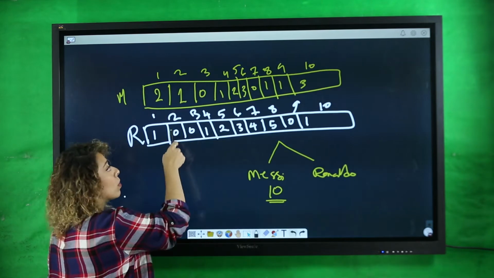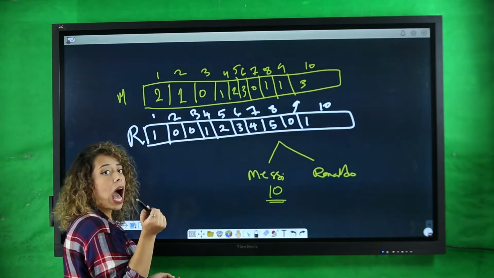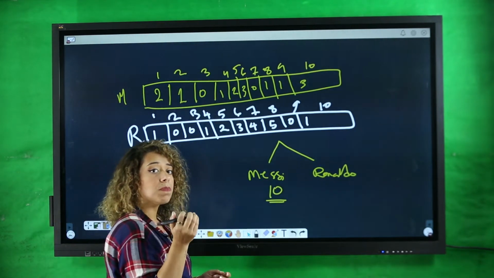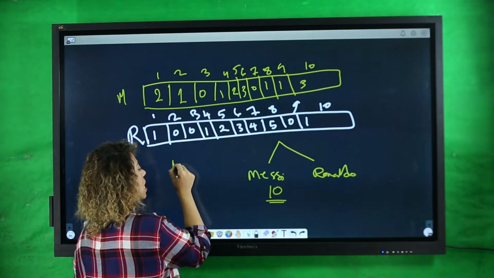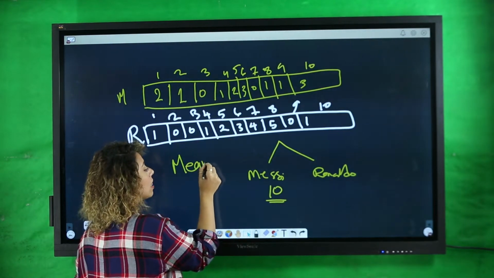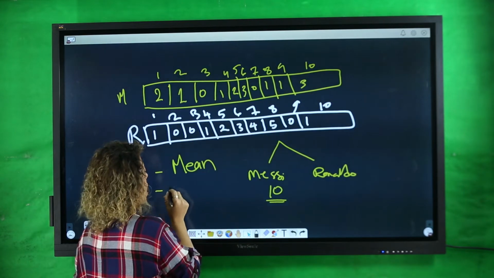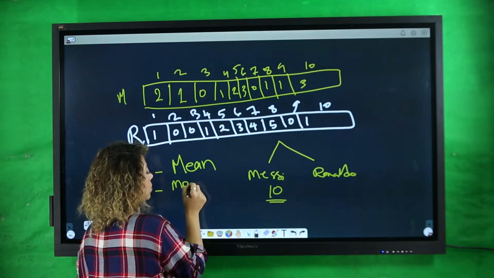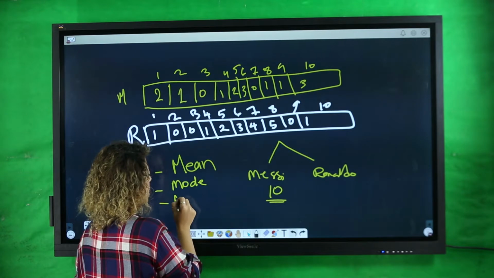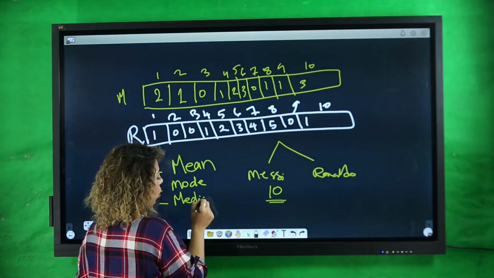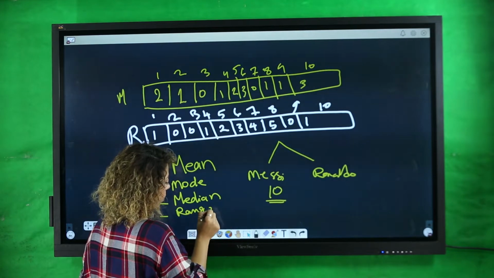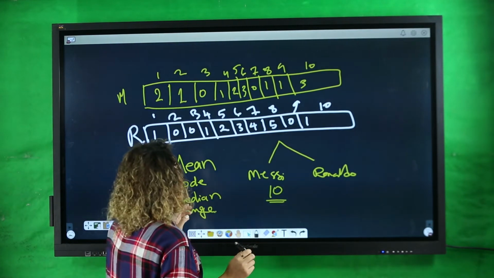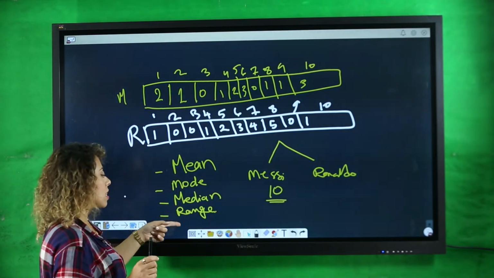When I have numbers like this, I can get things like the mean, mode, and median. What are these? And the range. Mean, mode, median, and range.